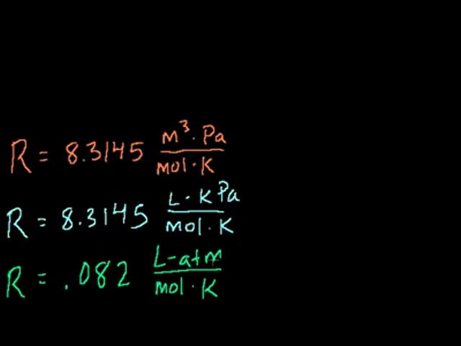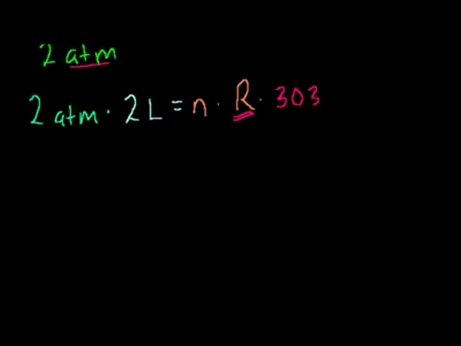Let's see, we're dealing with atmospheres and liters. The denominator, we're always dealing with mole and Kelvin, no matter what. So those are always going to be there. So we should use this proportionality constant. R is equal to 0.082 liter atmospheres per mole Kelvin. Let me write that down.